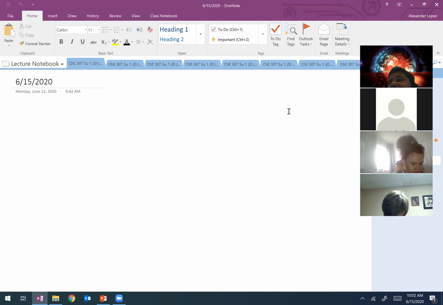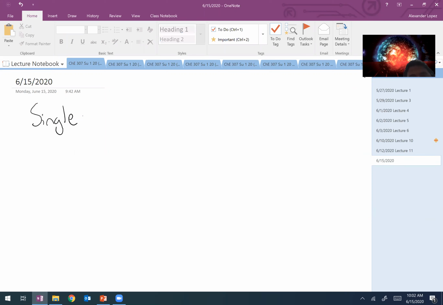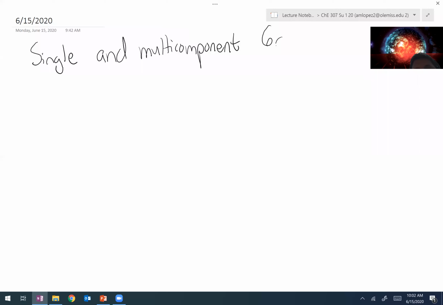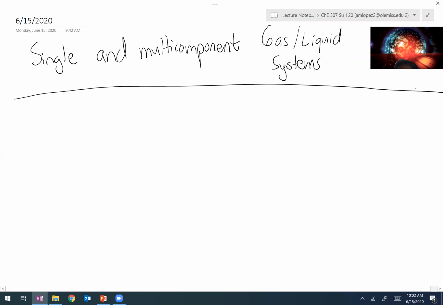So today we're going to look at single and multi-component gas-liquid systems. If you've got your book, this is at least section 6.3 of the text that I have.